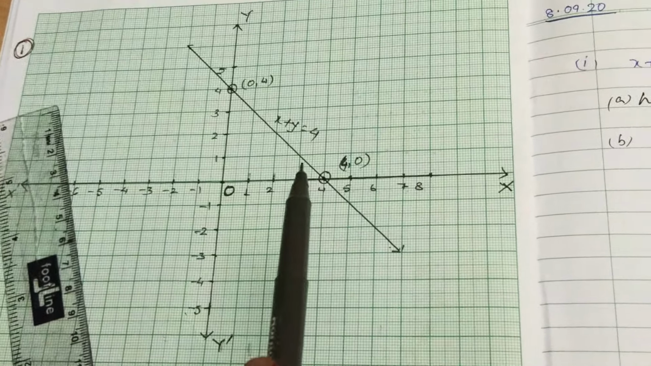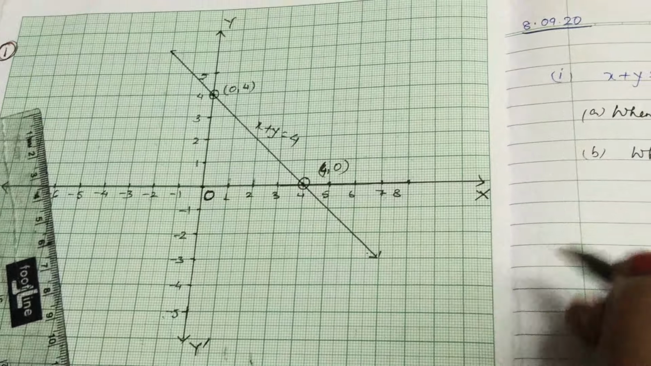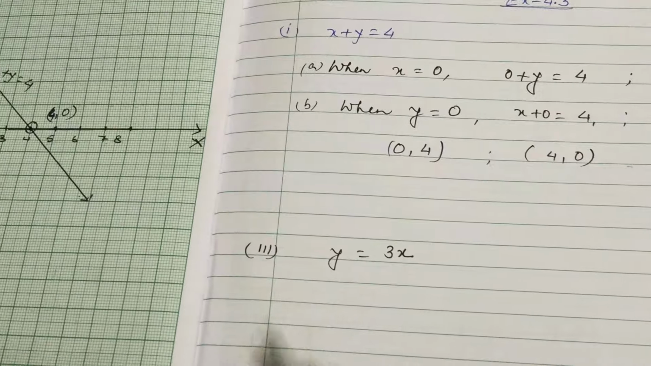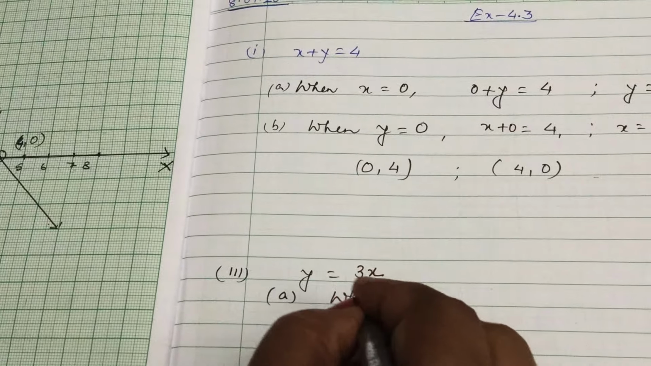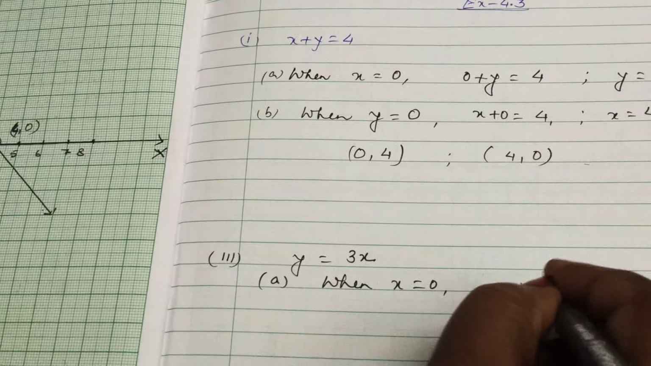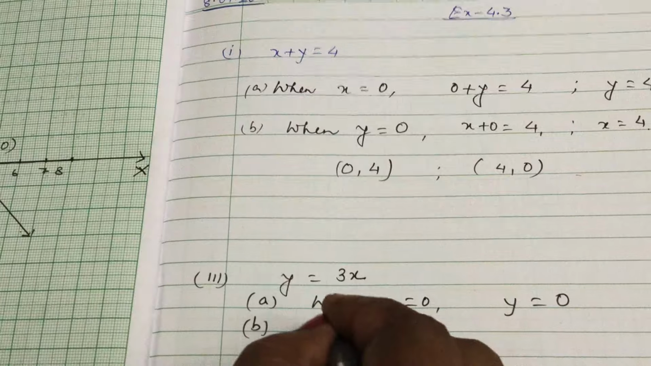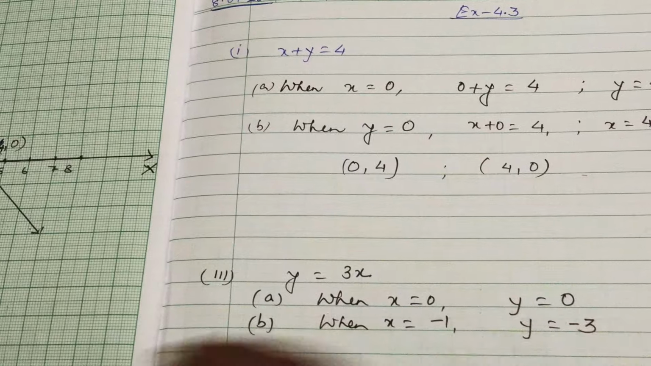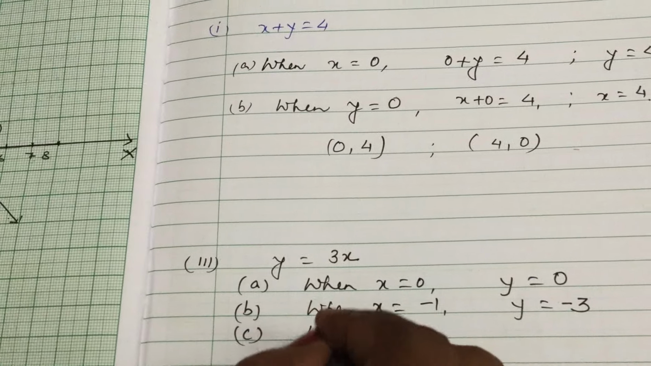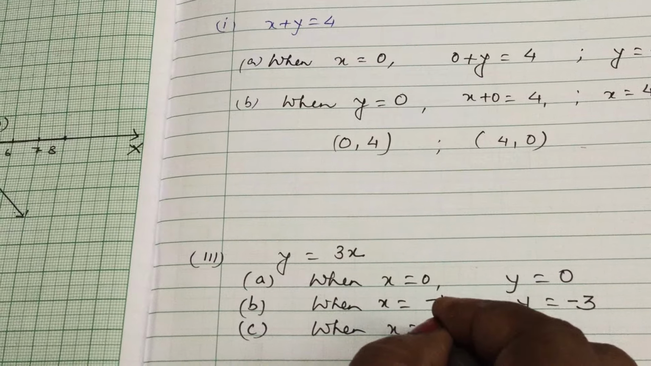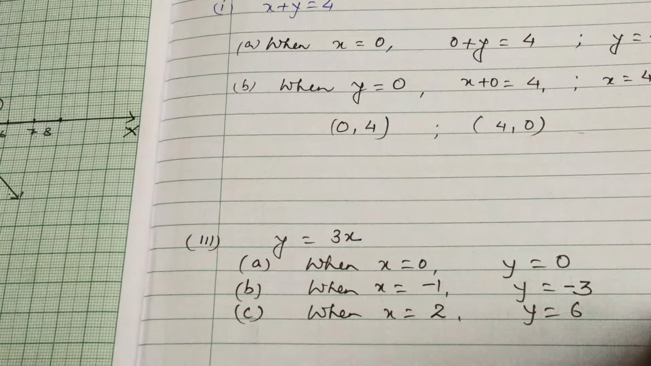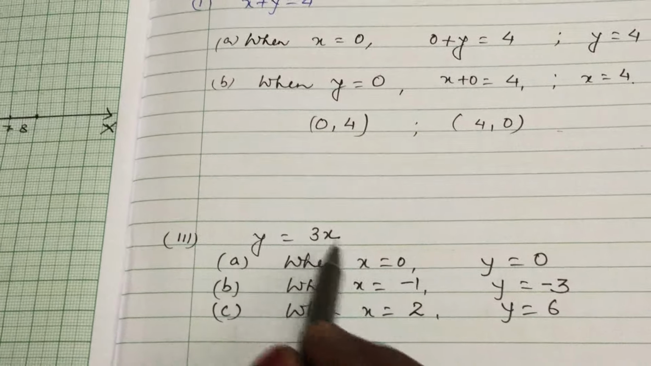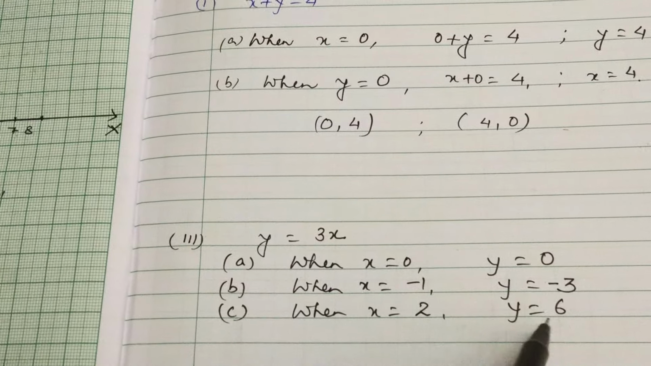Now I will be doing the third question for you all. Third is y equals 3x. So again, when x equals 0, y will be equal to 0. You can take x equals minus 1, y equals minus 3. You can take another one, suppose x equals 2, then y equals 6. How? Because I am putting the value of x. So 3 into 0 is 0, 3 into minus 1 is minus 3 and 3 into 2 is 6.